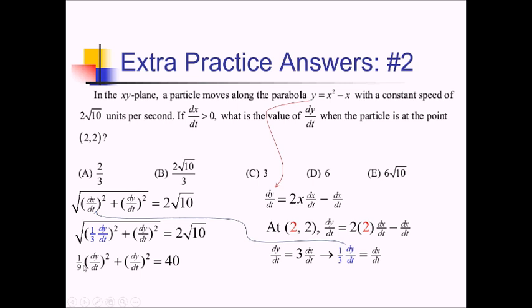So I've got 1/9 of these, and this 1 over here, this is really 9/9 that I'm adding. So I've got 10 over 9 dy over dt squared. Let me get rid of this fraction now. I'm going to multiply both sides by 9 over 10. So 40 times 9 over 10, let's see, 40 divided by 10 is 4, times 9 is 36. So I have dy over dt squared equals 36. Now we're going to take the square root of both sides. So I've got 6 when I do that. And that's going to give me answer choice D.